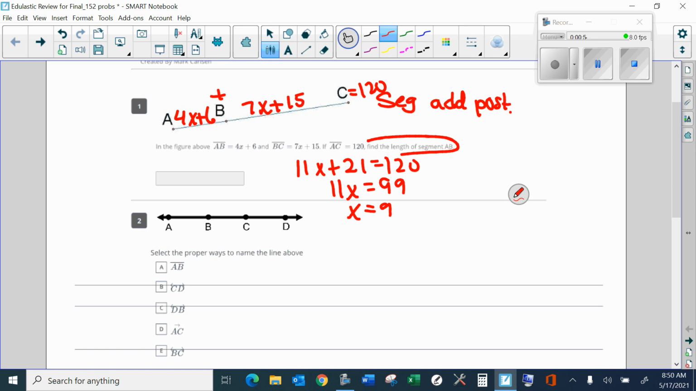Now I go back and read the question. It doesn't want 9, it doesn't want x. This is the length of segment AB. So I plug it in. 4 times 9 is 36, plus 6 is 42.